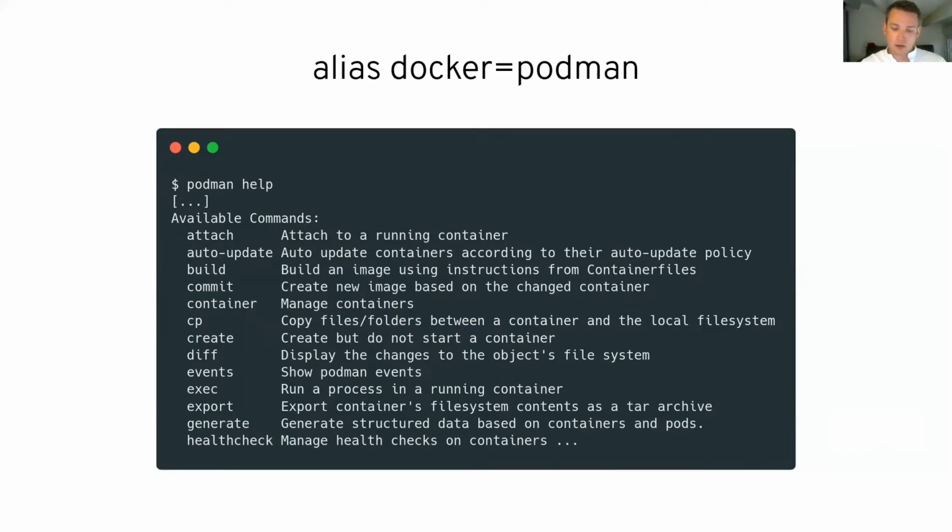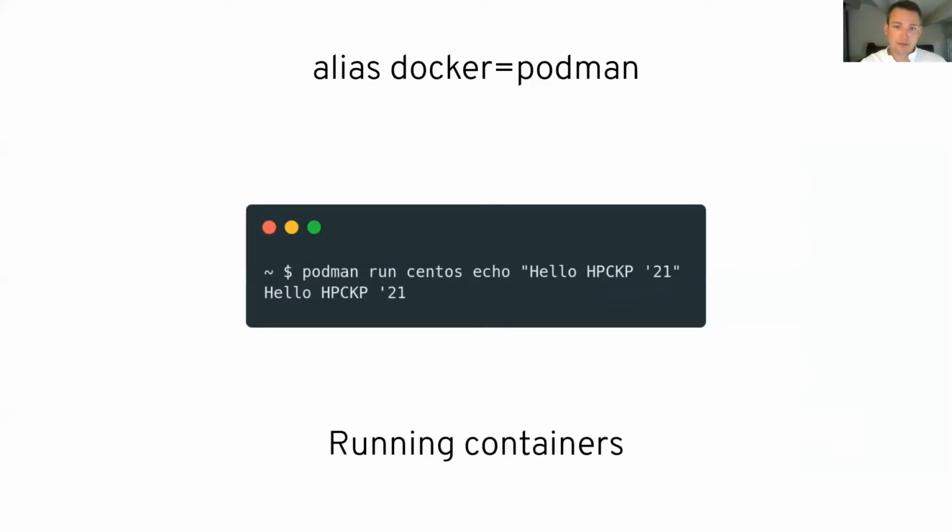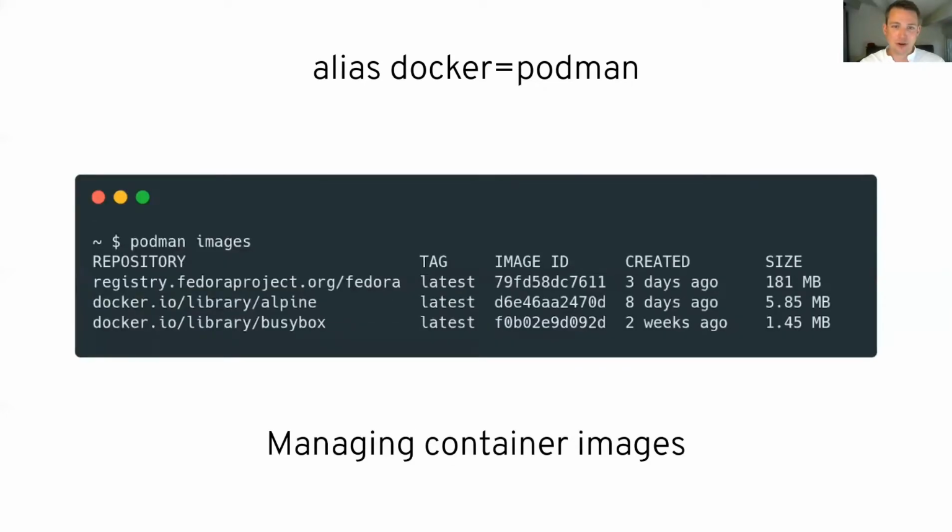There are many commands and features that we added to Podman that Docker doesn't support, pretty much because it allowed us to innovate and go different paths. The Docker maintainers chose different design decisions or didn't want to implement certain features that our users and customers were asking for. So for sure, we can run a container. We do a Podman run CentOS echo hello HPC KP, and we can run containers just as with Docker before.